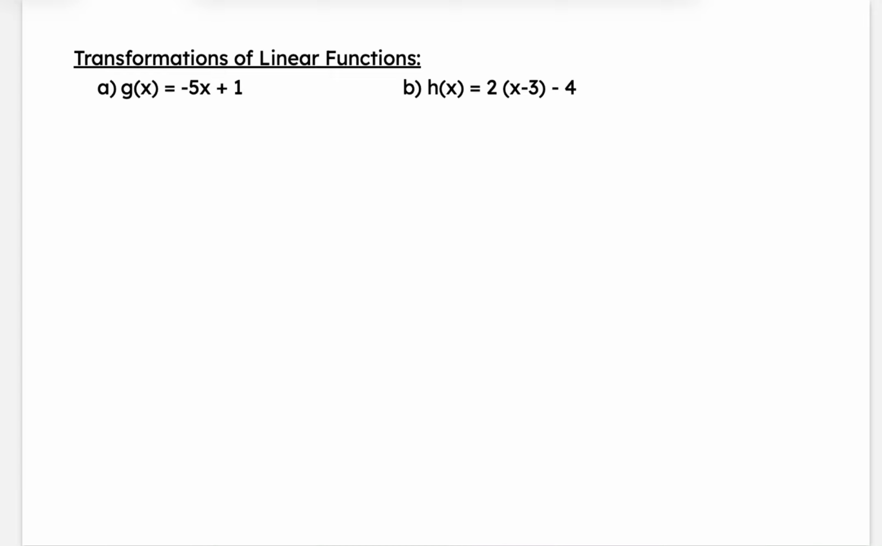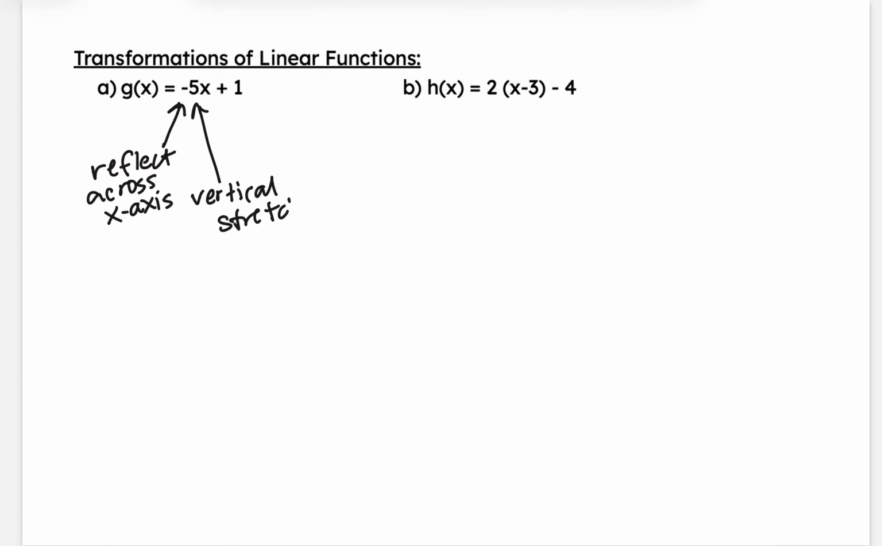Okay, the next thing is to talk about transformations. Again, in a traditional sense, we don't typically talk about transformations of a linear function. We talk about the slope and the y-intercept. So you can see A is in slope-intercept form, but we can treat the negative as meaning that we have a reflection across the x-axis. The 5 technically tells us that we have a vertical stretch. And the plus 1 tells us we are shifting up 1.